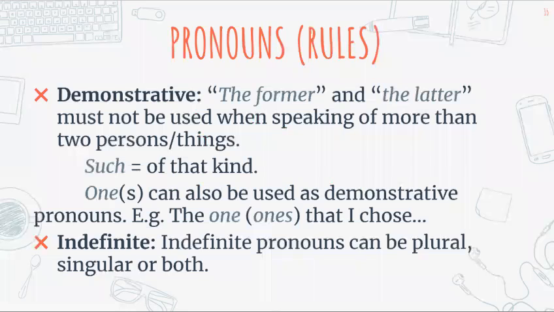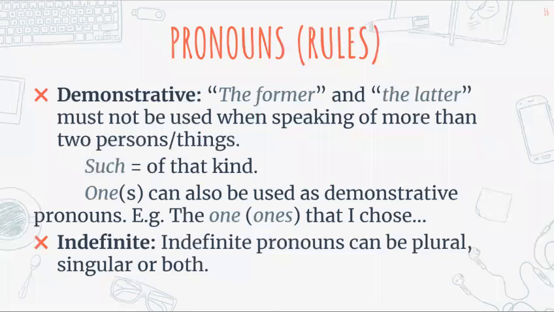An example of the demonstrative using the former and the latter is, it was raining and there was lightning in the air. Mary didn't mind the former problem, but the latter one troubled her because she was afraid of thunder. So here we see there are only two options being used here, which is why the former and the latter can be used. So only use them when there are two ideas or persons or things that are being referred to.